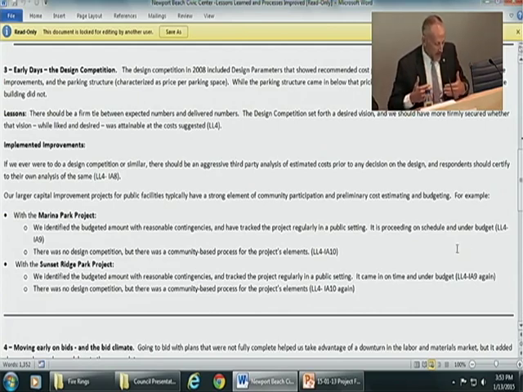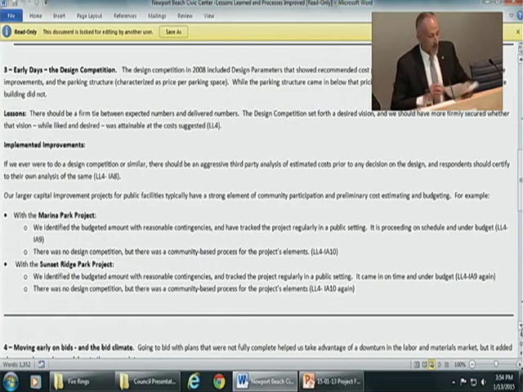And so where have we implemented this? Our implementation has been with the Marina Park project. That was not a design competition. That was a community-based design discussion. We had years and years of community meetings about what this park would look like. Everybody gelled on what it would look like, went out to bid. It is now under construction. It's on schedule and under budget. So there was a community-based process rather than a design competition.